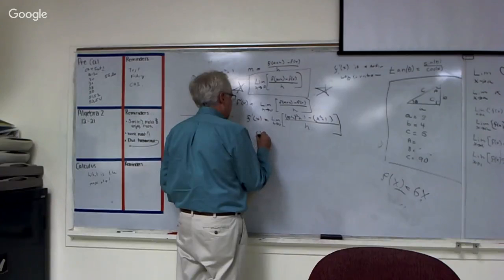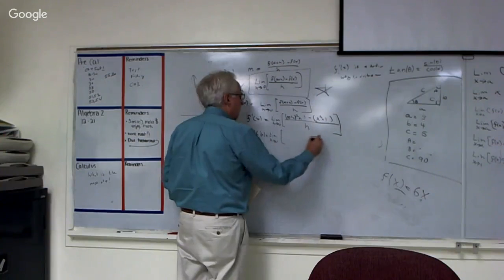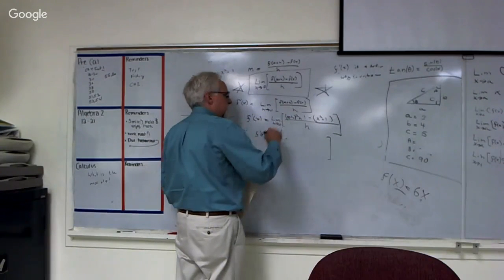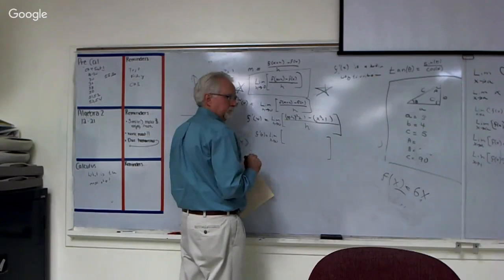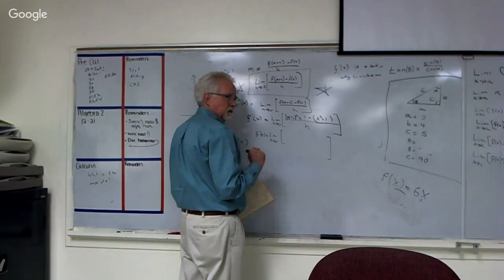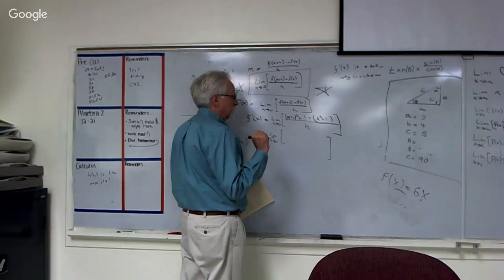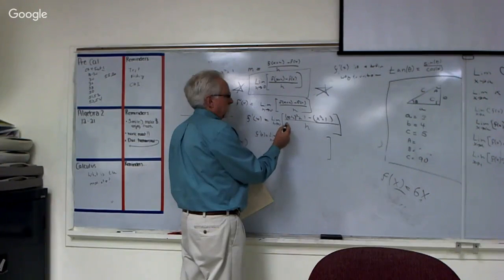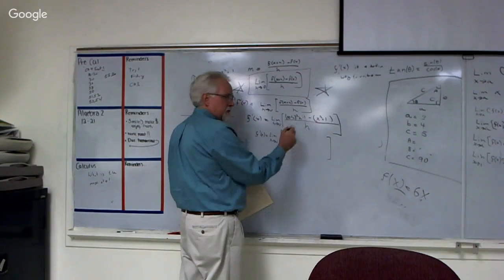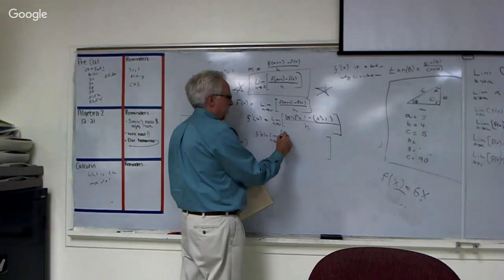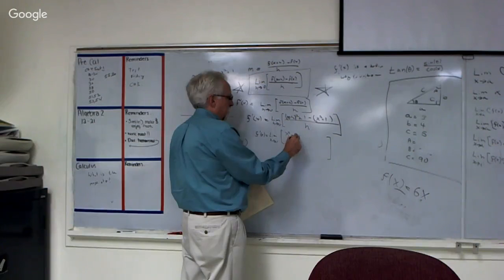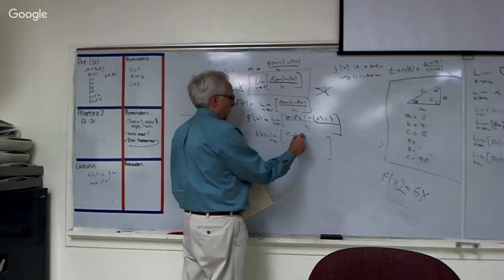F prime of x is equal to the limit as h goes to 0. What can I do inside of here, Chase? What do you think would be a good thing to do? Well, you want to multiply. There we go, multiply. So what would that be, Chase? X squared plus 2xh plus h. Plus what?